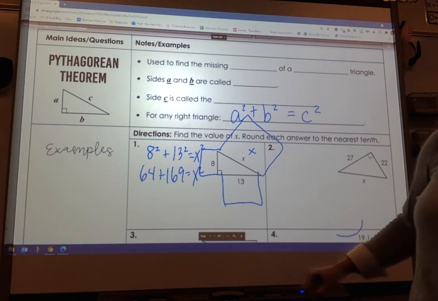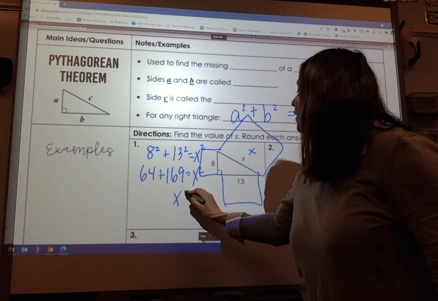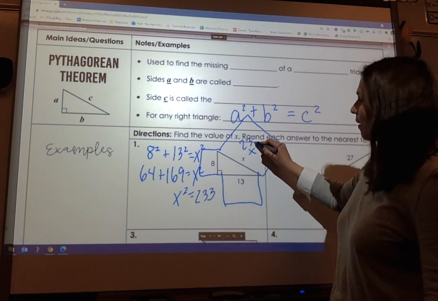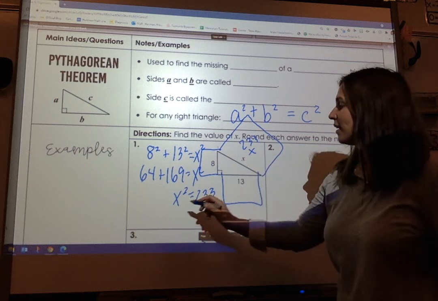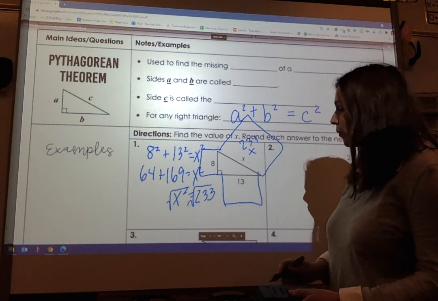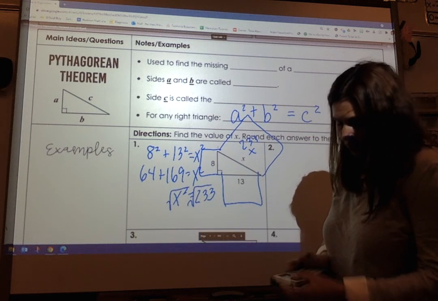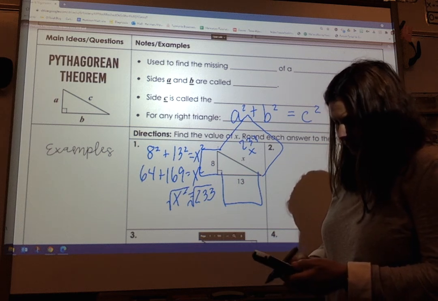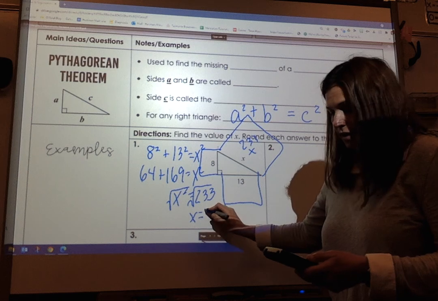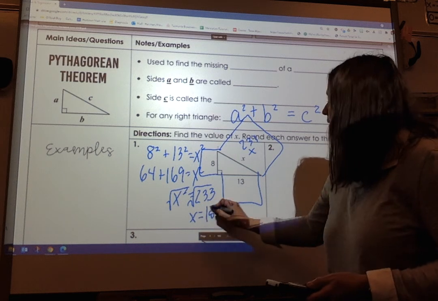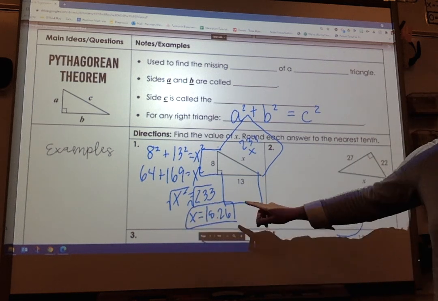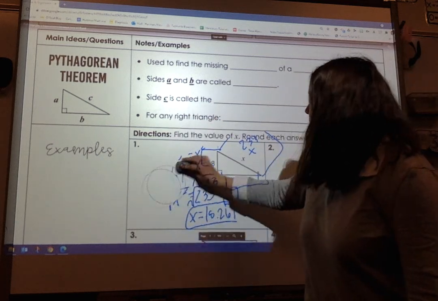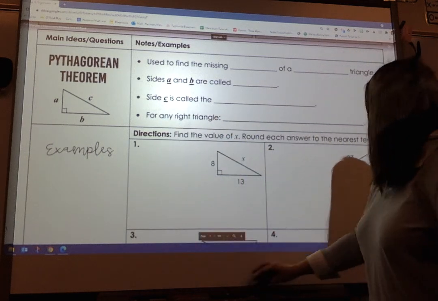And when you add those together, you get x squared equals 233. I don't care about the area, I care about the side. So I'm going to take the square root of 233, and I get x equals 15.26. And that would be the length of the hypotenuse. All right, let's do another one.